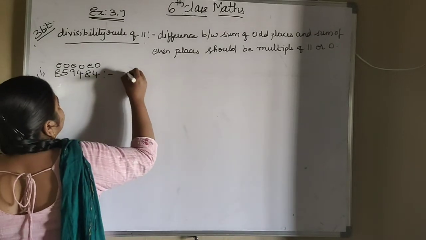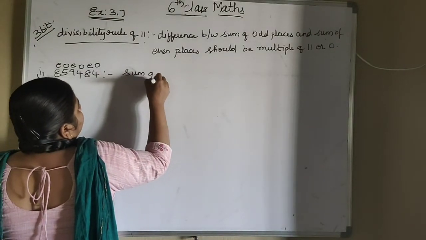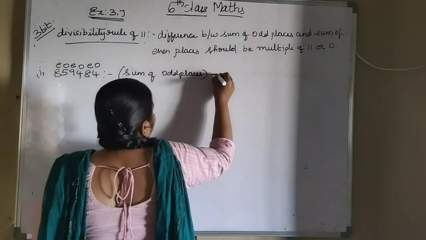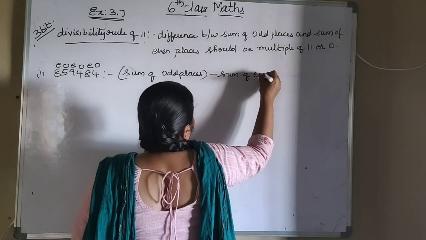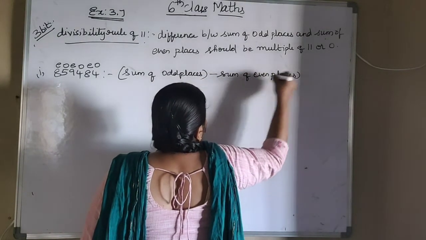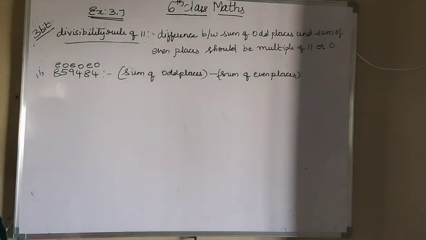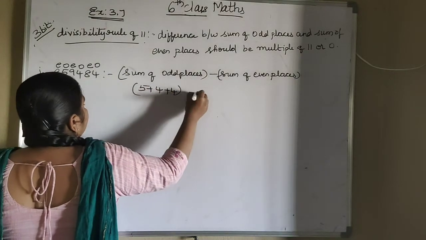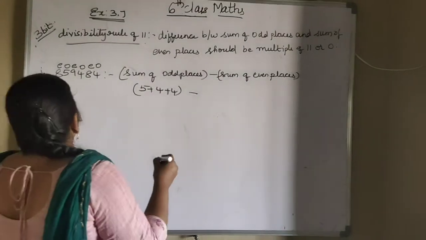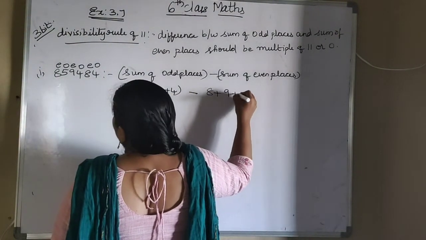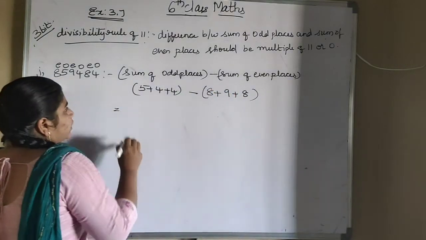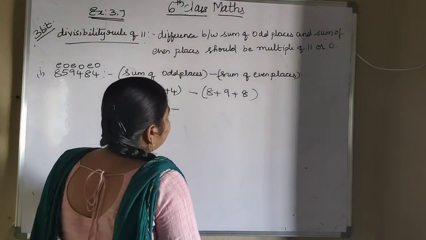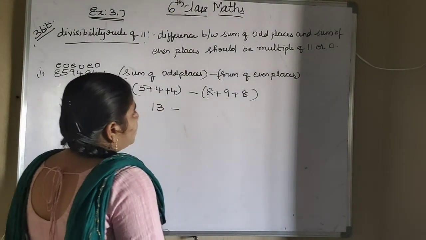So the difference between the sum of odd places and the sum of even places. First, sum of odd places minus sum of even places we have to take. What are the odd places here? 5 plus 4 plus 4. Even places are 8 plus 9 plus 8. 5 plus 4 is 9, 9 plus 4 is 13, minus 8 plus 8 is 16, 16 plus 9 is 25.